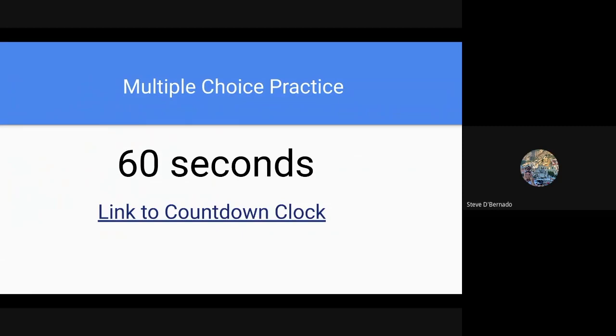Right here, you have a link to a countdown clock. You can open up that link. You can put 60 seconds on the clock if you like, or you can add additional time. You can put 70, 80 seconds. You can add a minute and a half if you need it. But just remember, on the end of your test, 55 multiple choice questions in 55 minutes, which breaks down to about 60 seconds per question. So you want to get it down to about 60 seconds before the May exam. I'll give you a second to set up your clock. Once you set up your clock and you click start, you want to move to the next section.